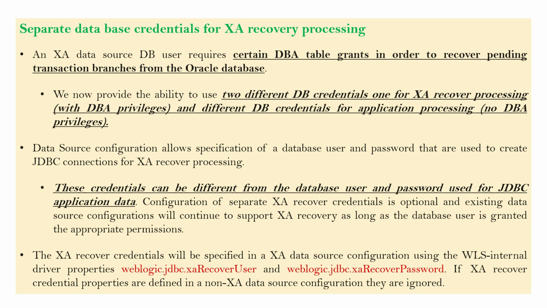Now there are certain situations where certain DBA table grants need to be allowed to database users, to recover the pending transaction branches from the Oracle database. Whatever transaction we are executing is stored in the database. When the transactions are stored in the database, there are certain situations where you need specific privileges to recover these pending transactions from the Oracle database. And the user that we specify in our data sources is an application user. It doesn't have the admin privileges, so in that case, it can cause problems.